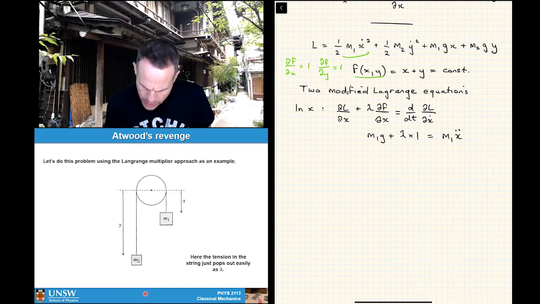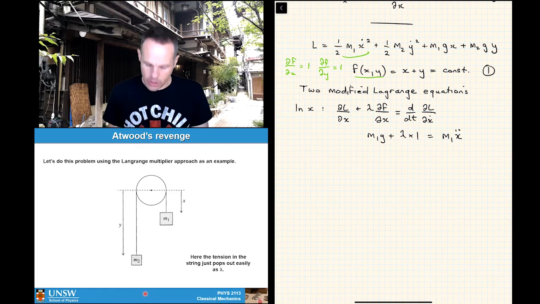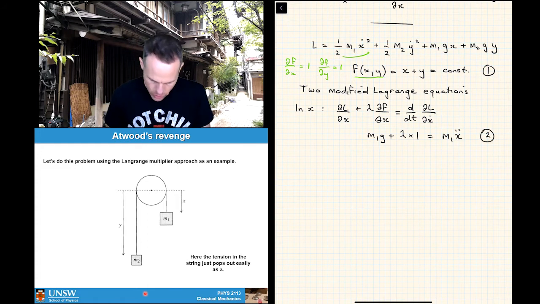So let's number these equations. This is number 1, our constraint equation. This is number 2, our first Lagrange equation, okay? And we can just write this as m1g plus lambda is equal to m1x double dot.